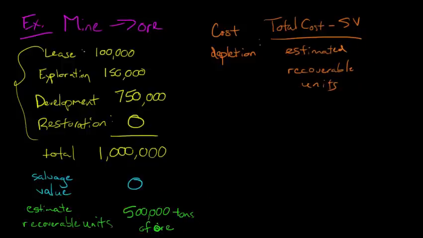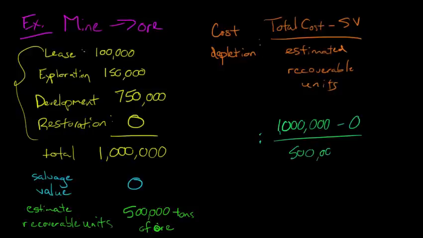So let's just plug these numbers in. This is the part that's pretty straightforward. We're going to have 1 million minus 0, no salvage value, divided by 500,000 tons. And if you break out the calculator, you can see that comes out to $2 a ton. So for each ton of ore, we're going to attach $2 of depletion to it.